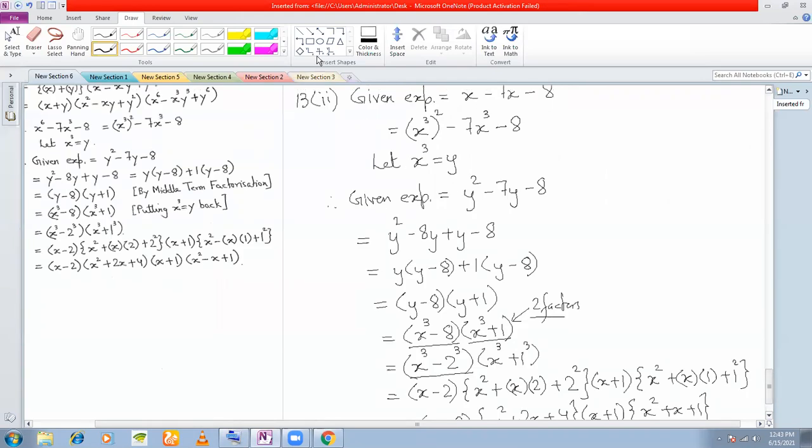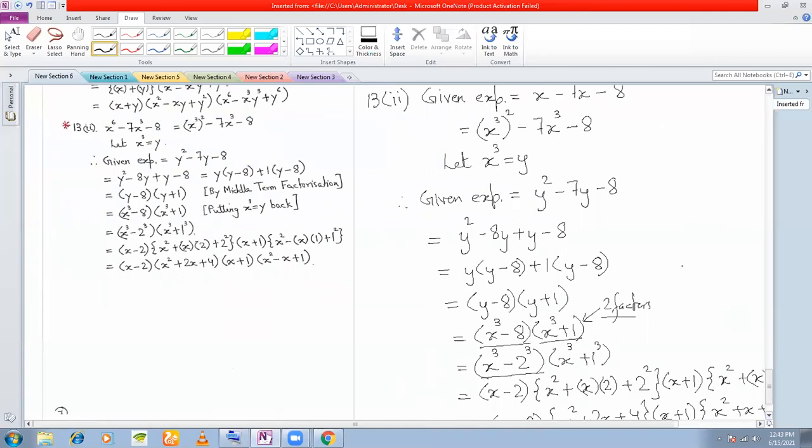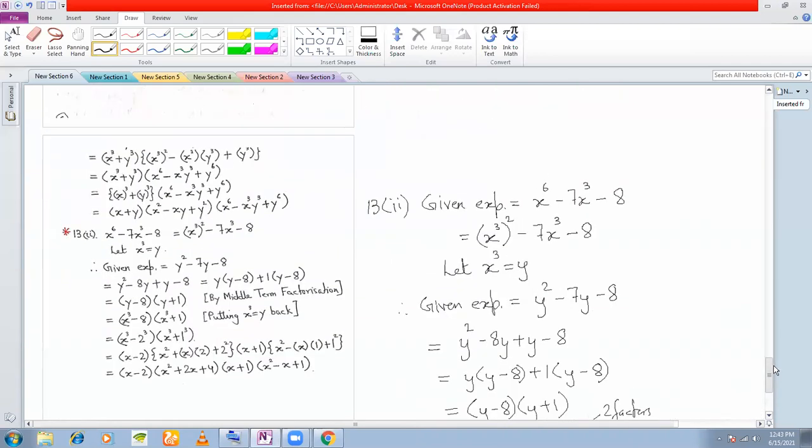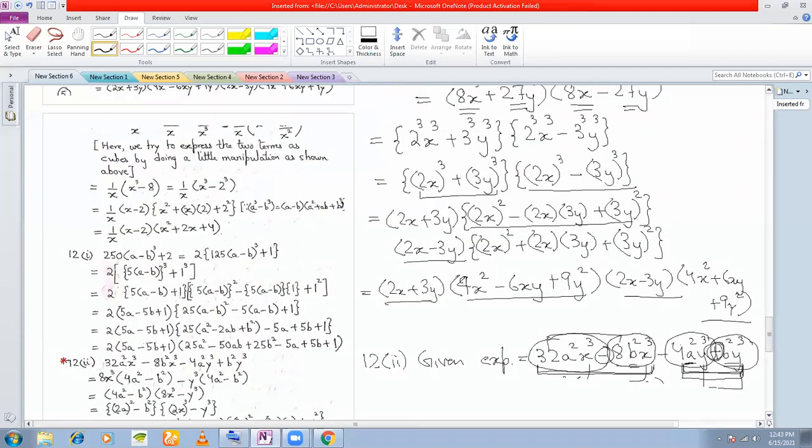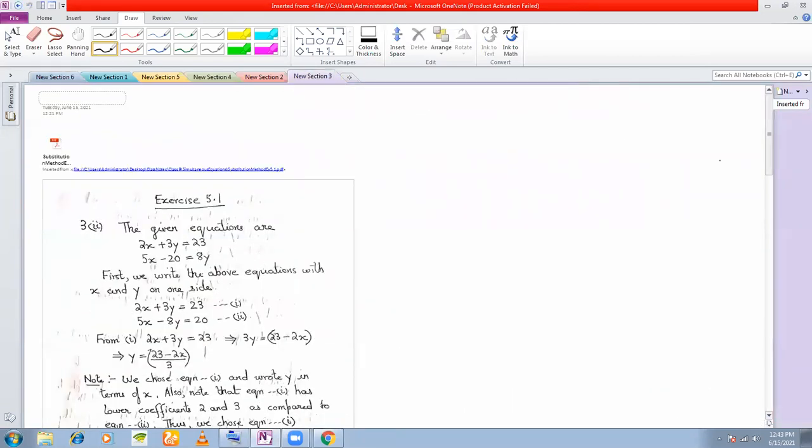Okay. Any confusion, any doubts, or any other problem from factorization which you need me to explain? No problem from factorization? Fine. Then moving on to simultaneous equations.